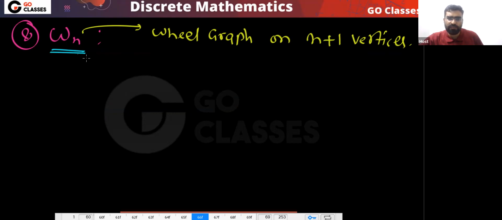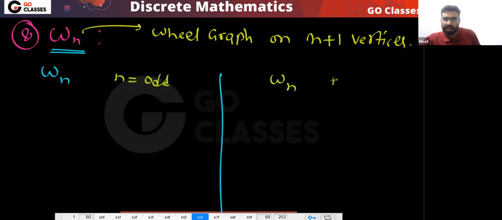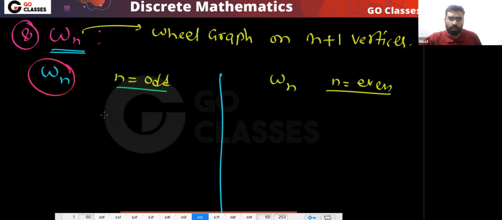So you can notice, for wheel graph, you can think like this. There are two types of wheel graph. One is Wn, which we get from an odd cycle, where n is odd. And one is Wn, where n is even, which we get from an even cycle. So this Wn, where n is odd, we get from an odd cycle.